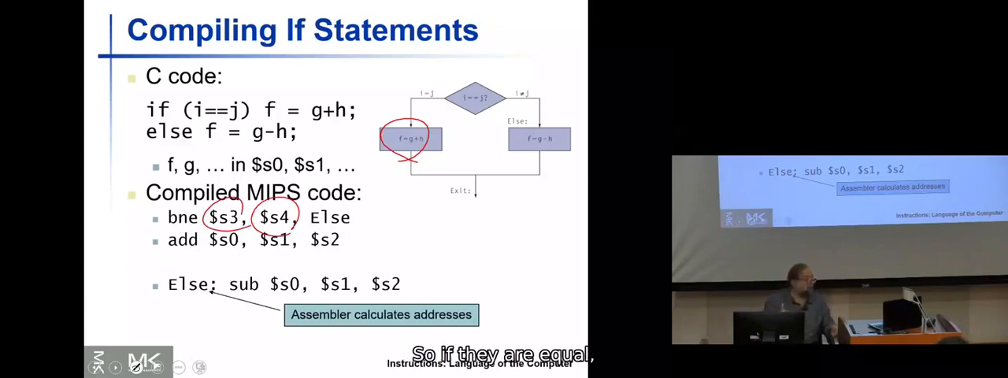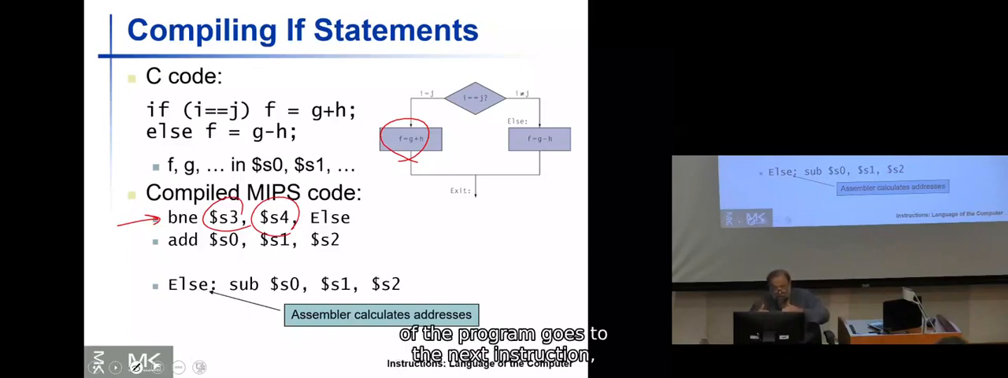Let's say they are equal. So if they are equal, this branch is not taken. Branch not equal, we say. This branch is not taken. So the execution of the program goes to the next instruction, which is add. So up to now, everything is okay.